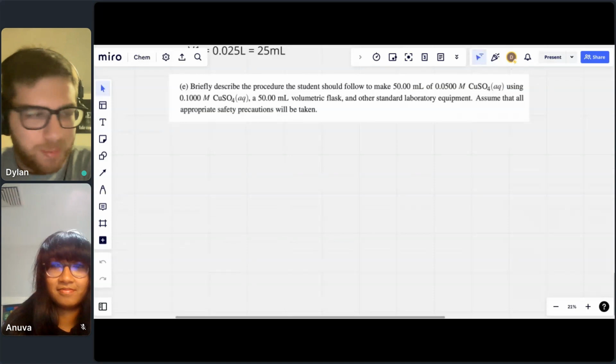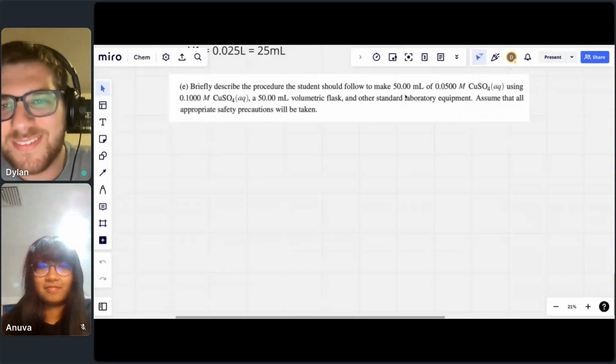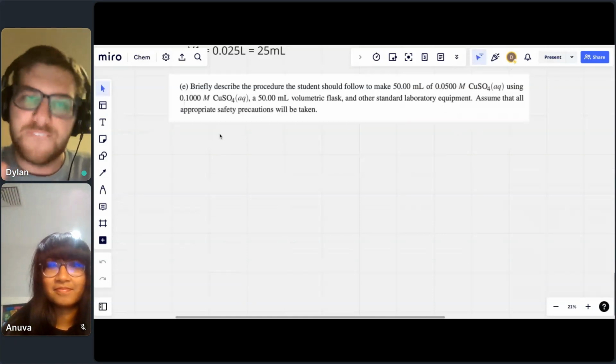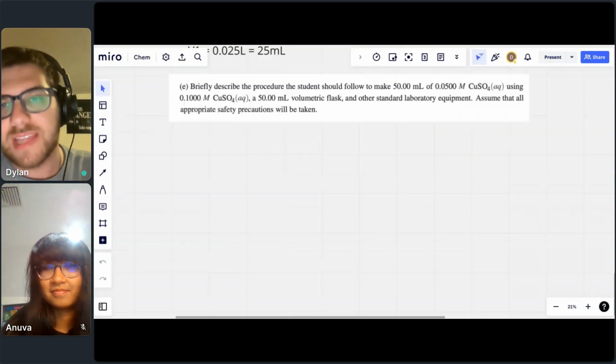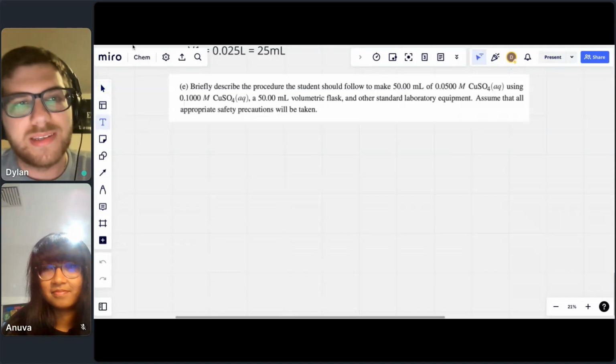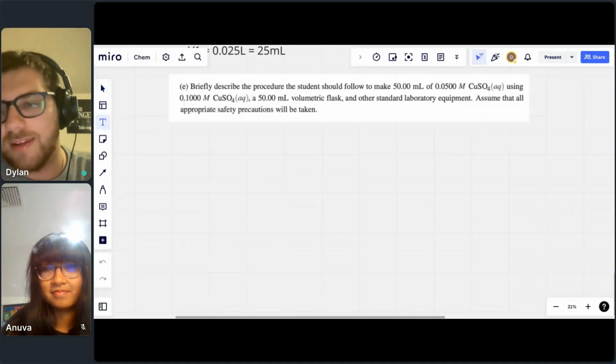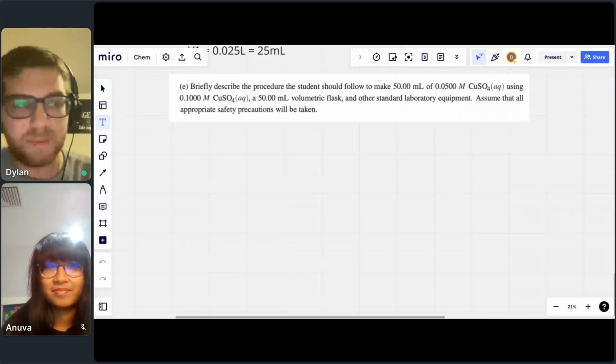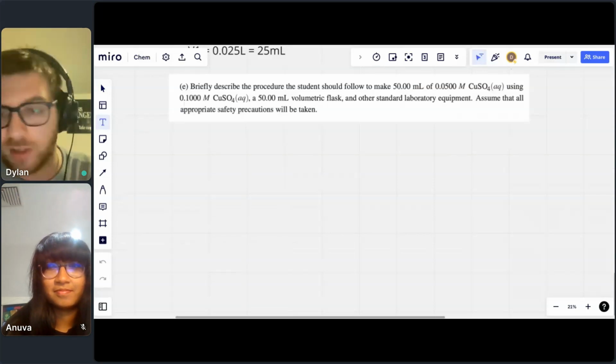But anyway, part E: design a procedure that the student should follow to make 50 milliliters of 0.05 molar copper sulfate using that solution, a 50 milliliter volumetric flask, and other standard laboratory equipment. All that means is anything you would typically find in your high school or college level lab, you can probably use, but don't be pulling out particle colliders.